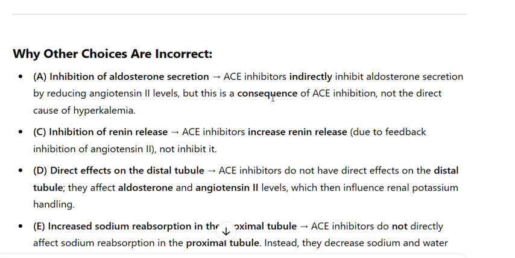D. Direct effects on the distal tubule. ACE inhibitors do not have direct effects on the distal tubule. They affect aldosterone and angiotensin II levels, which then influence renal potassium handling. E. Increased sodium reabsorption in the proximal tubule. ACE inhibitors do not directly affect sodium reabsorption in the proximal tubule. Instead, they decrease sodium and water retention indirectly via their effects on aldosterone and angiotensin II.